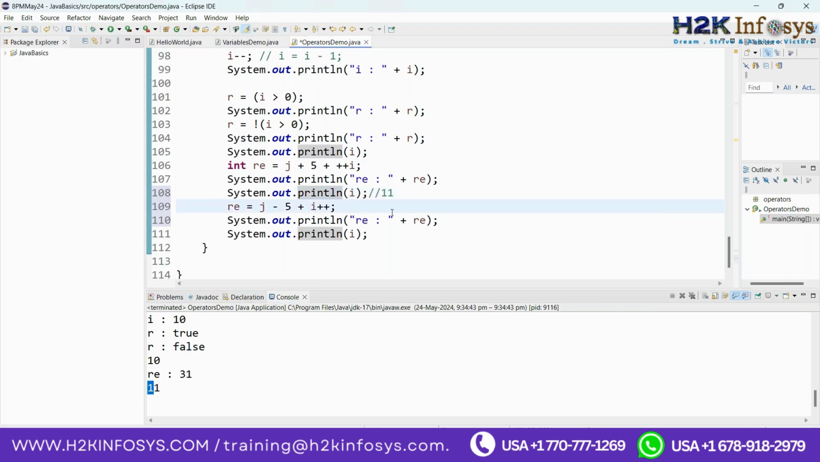Okay. Now tell me what would be the value. 21. So 15 minus 5, how much? 10. 10 plus I value, 10 plus 11, that's it, 21. But I plus plus, right? It won't increase, or will it increase by one, so it will be 22? Who are all for 22? Who are all for 21? Some say 21, some say 22.